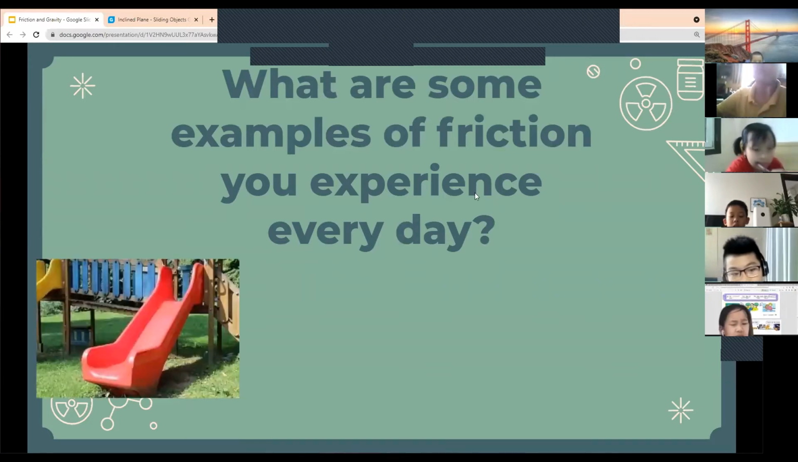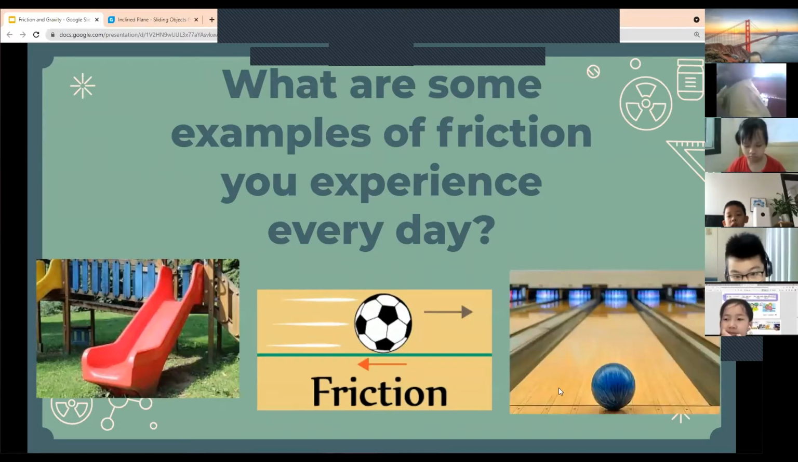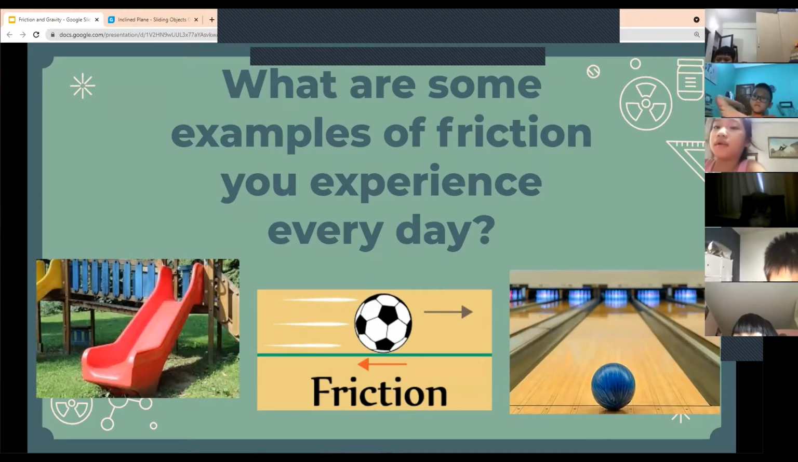Okay. So I have some examples here. We have going down a slide. Maybe you kick a ball. There's friction working against the ball. And the bowling ball. When you're bowling, do you want more friction or less friction? Kim, when you're throwing a bowling ball, do you want the bowling ball to have less friction or more friction? I want to have less friction.